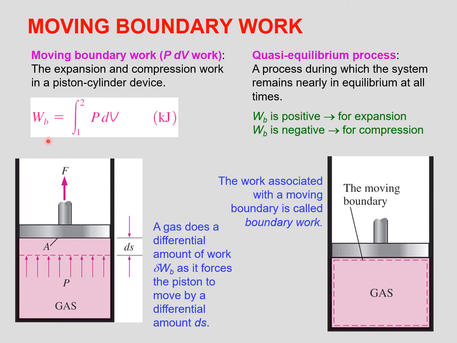Work in this case can be positive or negative. It's positive for expansion, in other words, when the piston's moving upward, and it's negative for compression, where we reverse the force and compress the gas. So here, this work is work done by the system. That's what the positive and negative means. If the gas is expanding, the gas is doing work, and the work is positive. If the gas is being compressed, then we're doing work on the gas, and so we treat that as negative work.